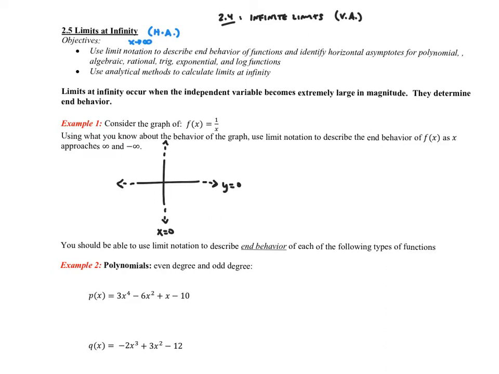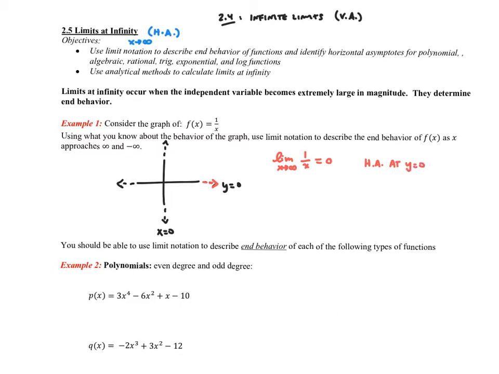So let's talk about the end behavior on this right side, as x goes to infinity. The limit as x goes to infinity of the function 1 over x, we know will head toward 0. So that means we can say confidently that our function will approach 0. That means there's a horizontal asymptote at y equals 0. So why would that be?